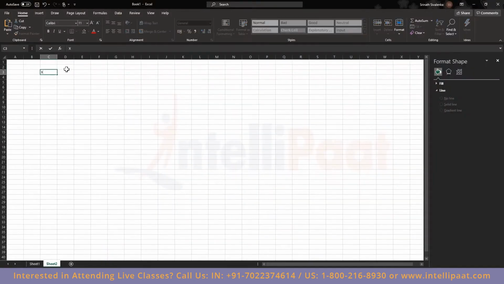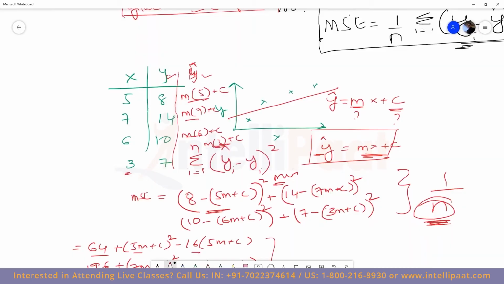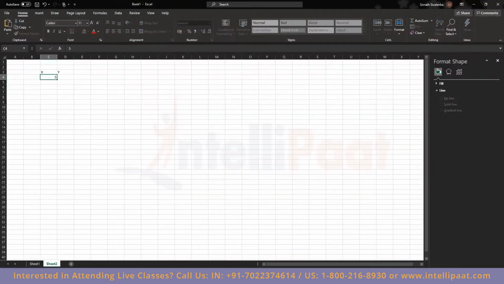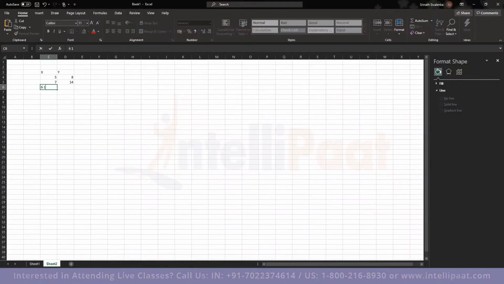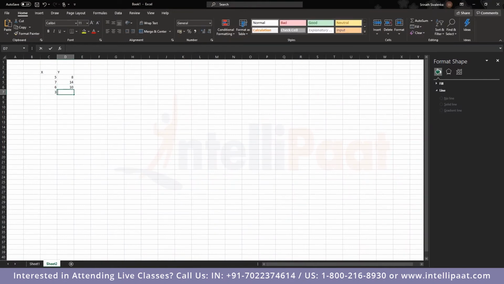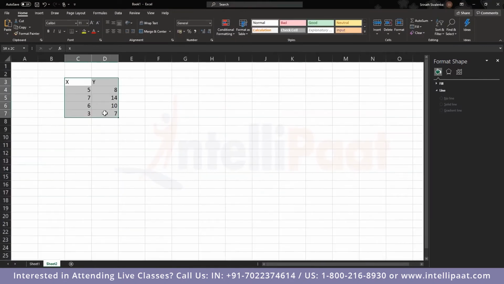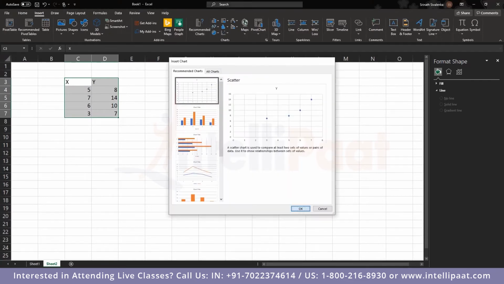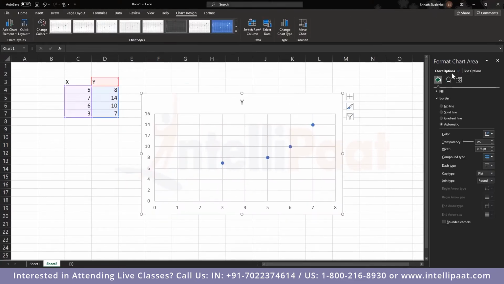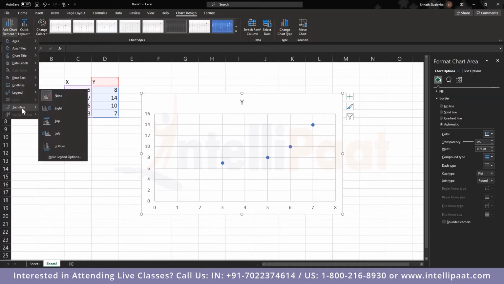X and Y. I have X, I have Y, and the values of 5, 8, 7, 14, 6, 10, and 3, 7. Wonderful. Okay, so this is it. Insert. That's the simple line equation. Now what I can do is simply go ahead and add a trend line here. So we can go to chart options, add chart element, trend line.